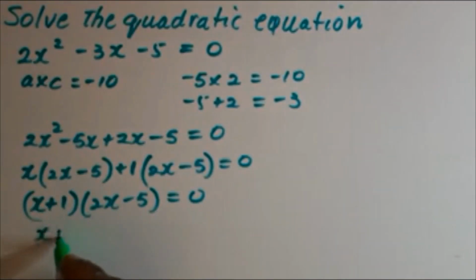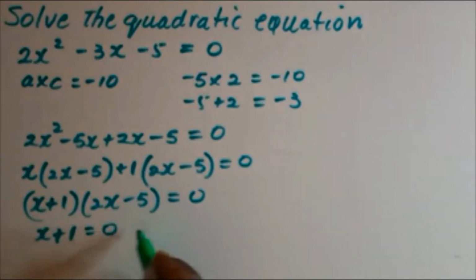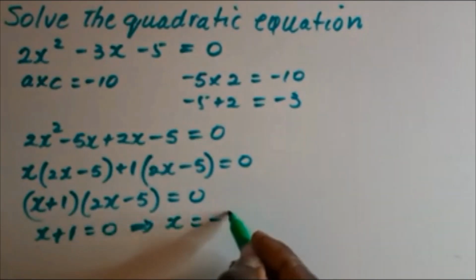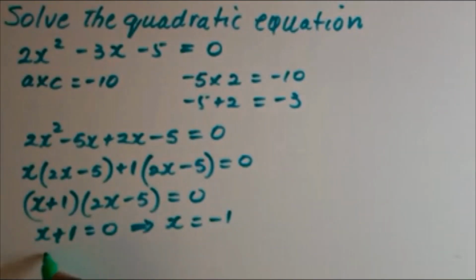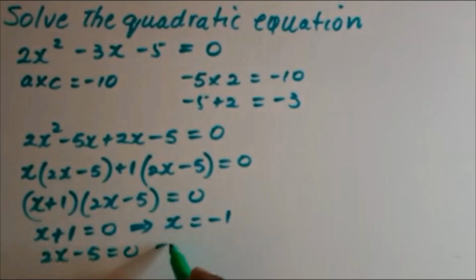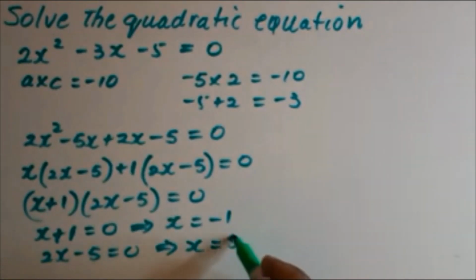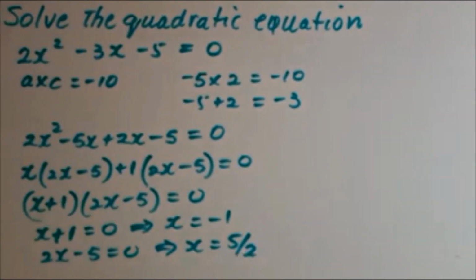Now if x add 1 is equal to 0, that implies that x is equal to negative 1. And if 2x minus 5 is equal to 0, that implies that x is equal to 5 over 2, which is equal to 2.5.